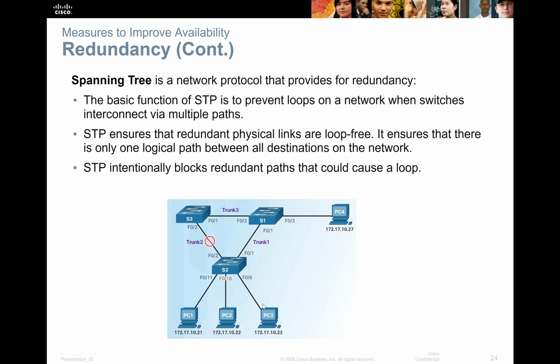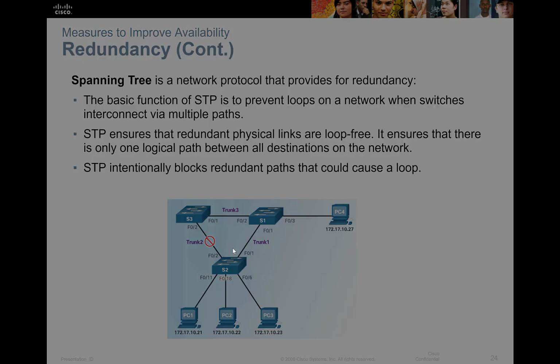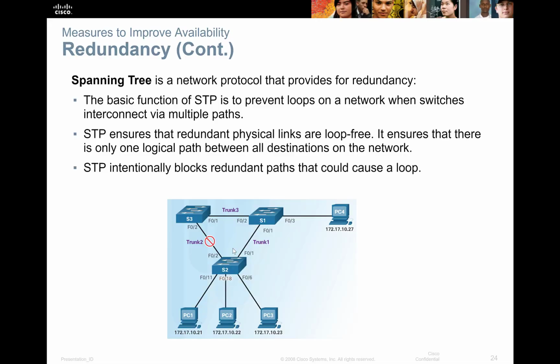Yeah. So spanning tree is where, if you look at this network diagram that you have here, do you guys understand how broadcasts work on a network, where everybody gets the message? Yeah. They kind of went over that, right?